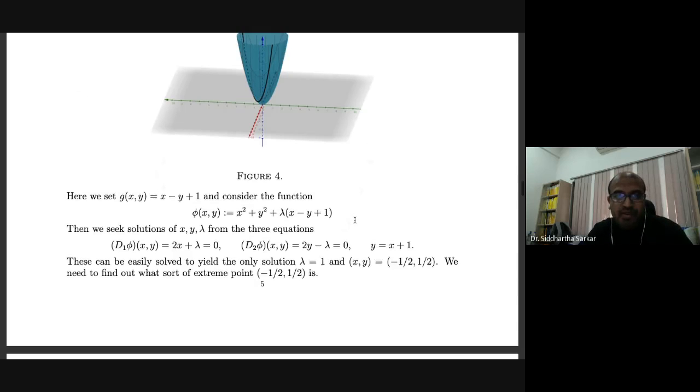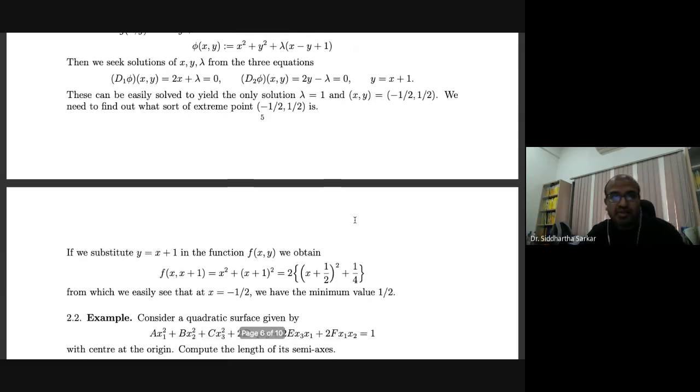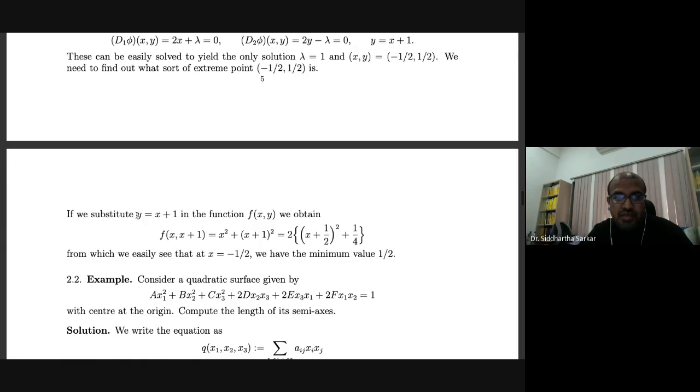If you want to directly argue why this is happening, you just substitute the value y equals x plus 1 in this equation, and you write it in a nice square term. So this turns out to be x squared plus (x plus 1) squared. Then I just take out a 2 so that I can nicely write down a square term, 2 times (x plus half) squared plus 1 by 4. And this is going to achieve its minima at x equal to minus half. Any other x I choose, this value is going to steeply increase. So therefore at x equal to minus half, I should have a minimum value.